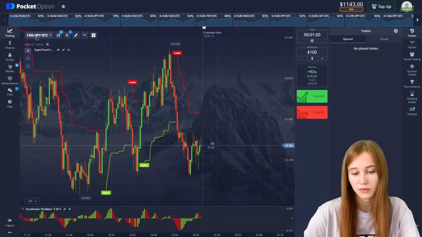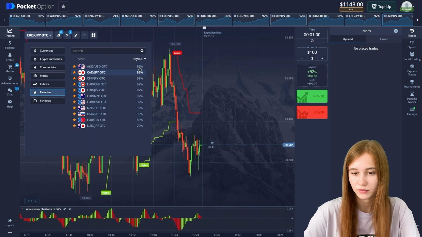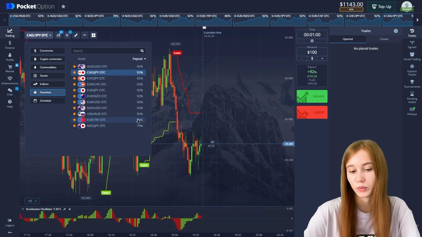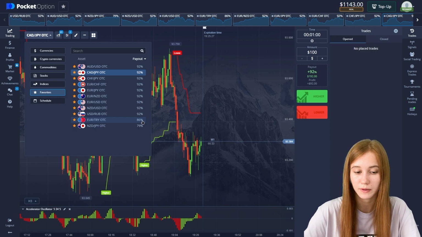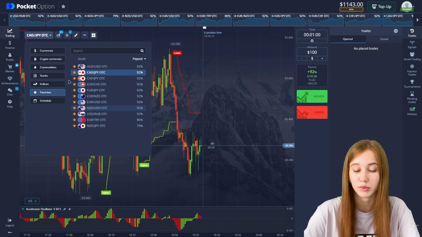Payment amounts you see, for example, 86%. This means if we open at $100, the profit will be $86. My advice to you is to choose currency pairs with a payout percentage above 70%.